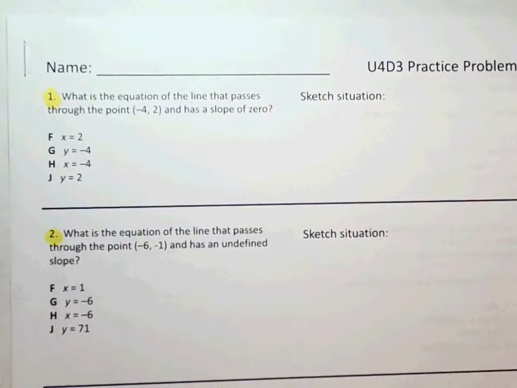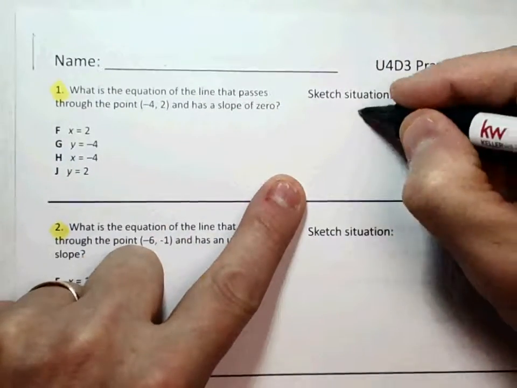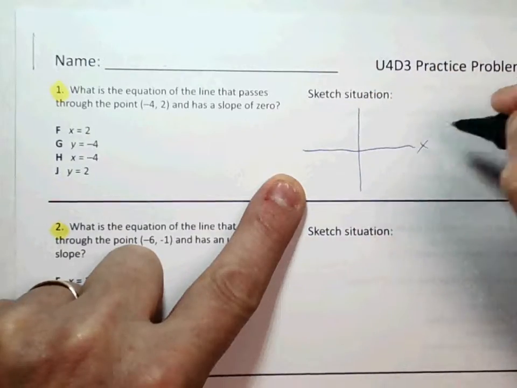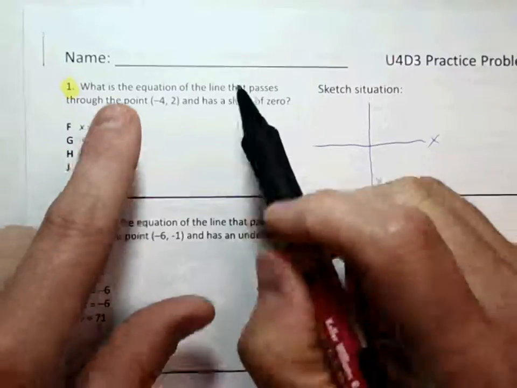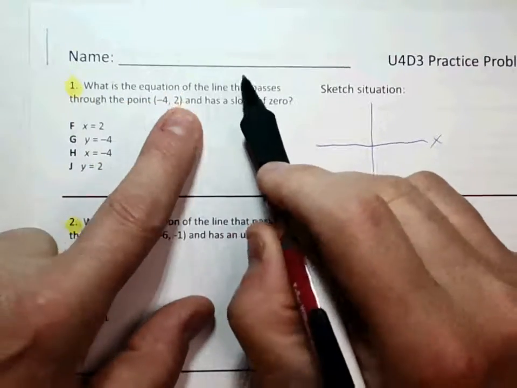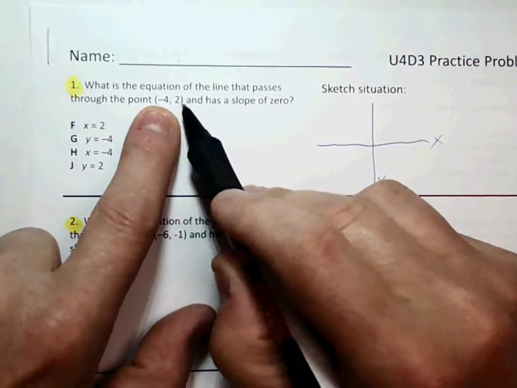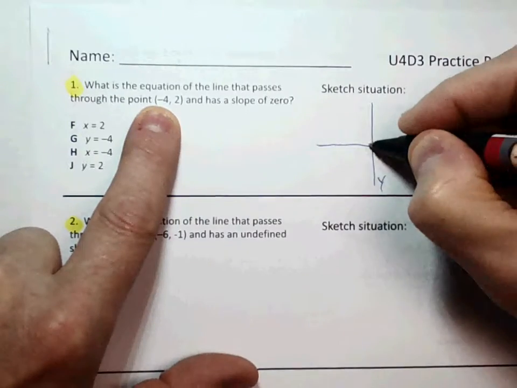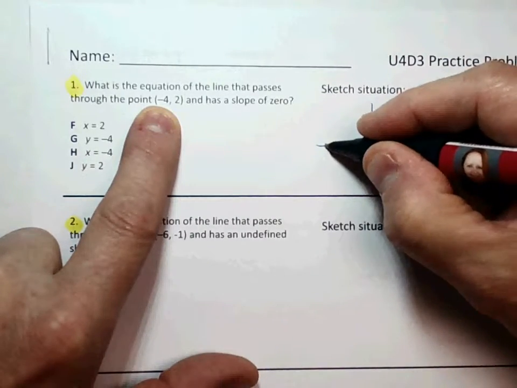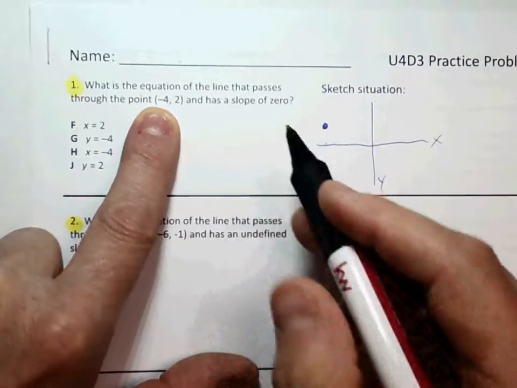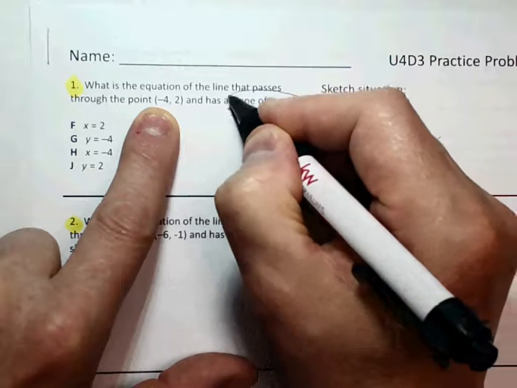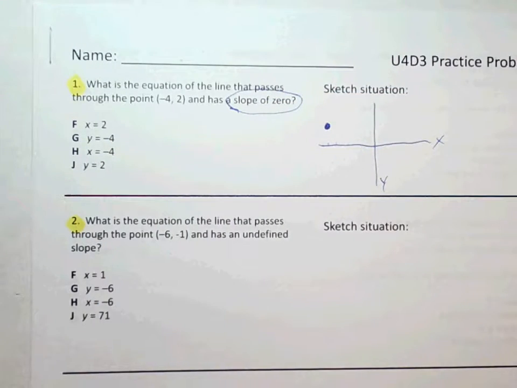So let's do problem number 1. Sketch the situation. The first thing I'm going to do is sketch an X, Y axis real fast. If you have a ruler, that's fine. It says, what is the equation of the line that passes through the point -4, 2? So I'm just going to sketch -4, 2. I'm going to put a dot right there. Okay. So I want a line, and here's the key. Slope of 0. What part of our notes, what part of HOYVUX looks like 0?